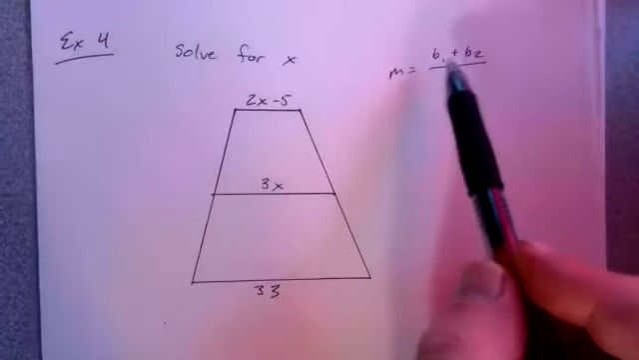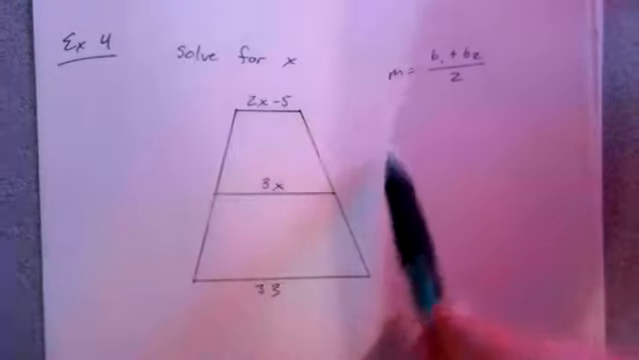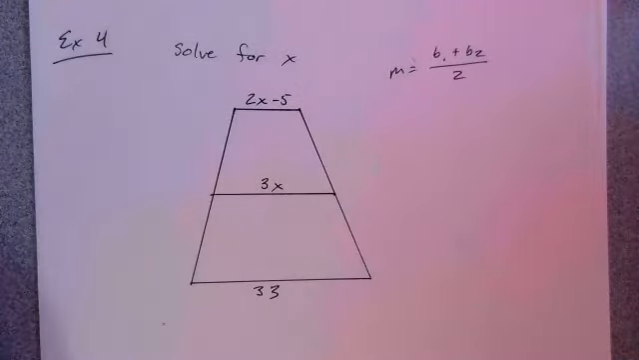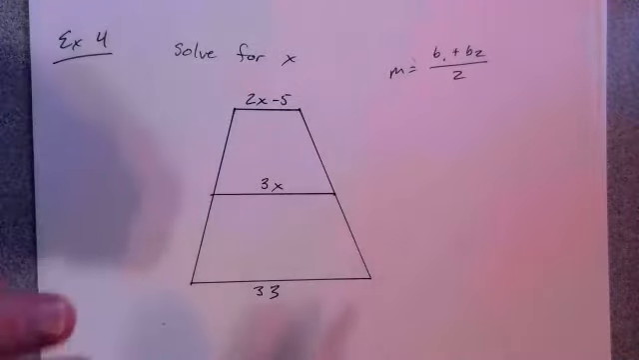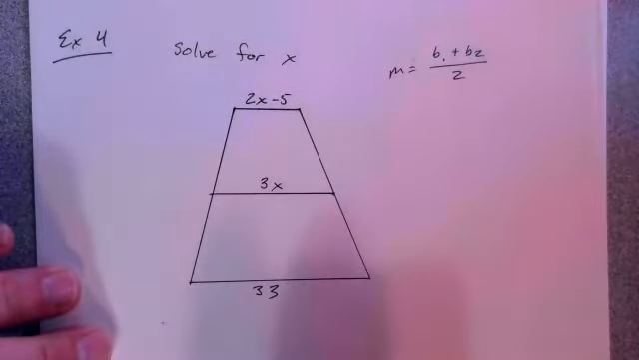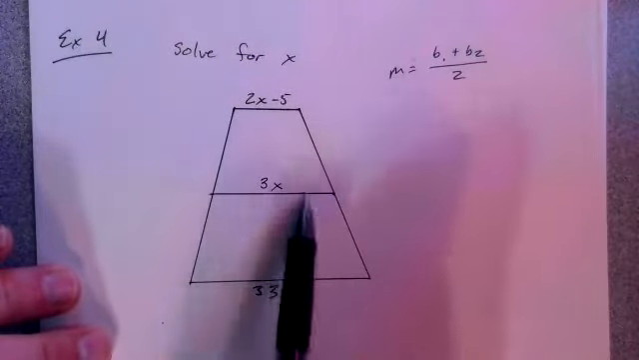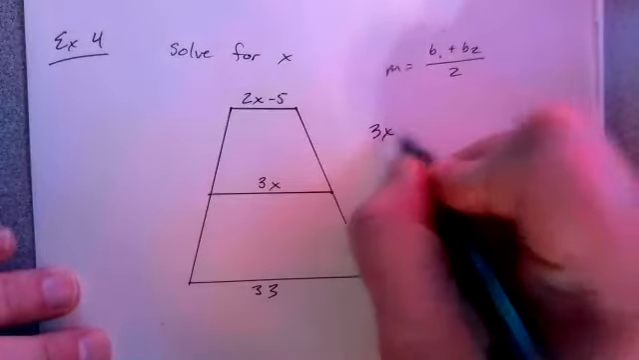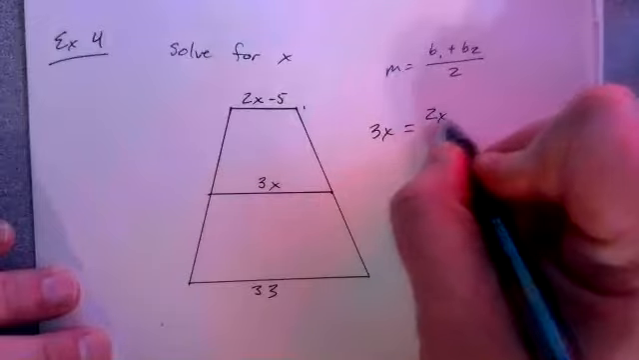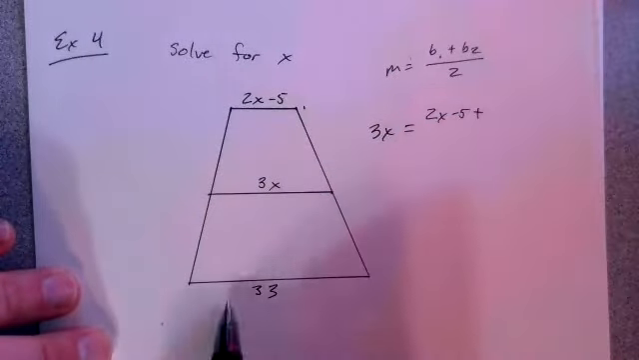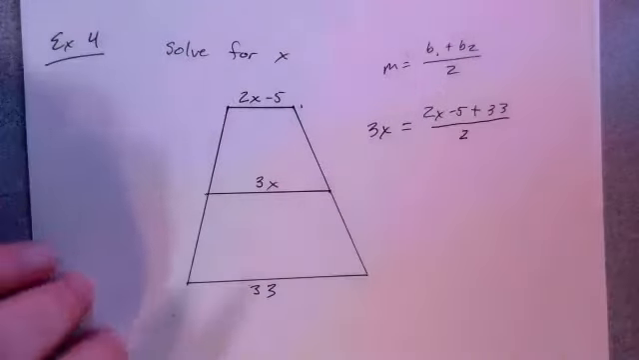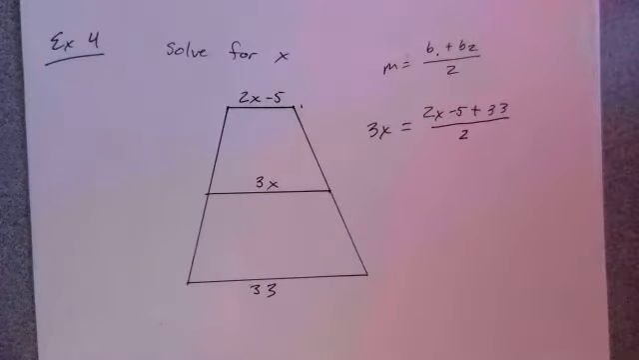All right, so base 1 plus base 2 divided by 2 is our mid-segment. So I now can use the 3 values that we have here. First value, mid-segment. What is the mid-segment with this trapezoid? Well, the mid-segment is the one in the middle, so 3x. So we're going to say 3x equals base 1, so 2x minus 5, plus base 2, which is 33, over 2. Now here we have to solve for x.